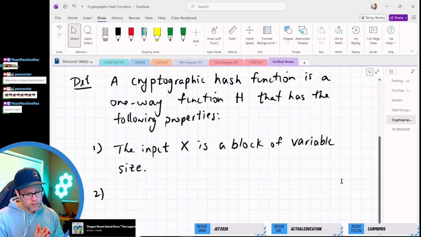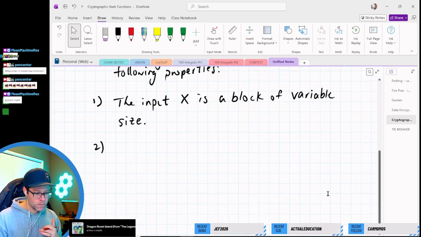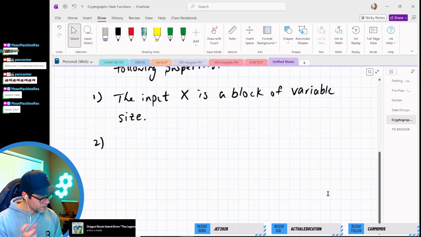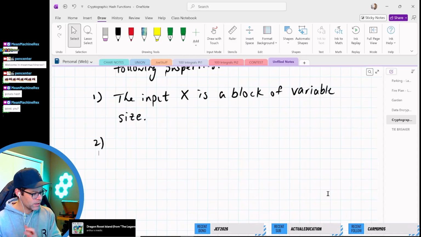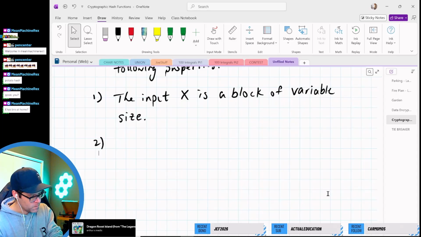So yeah, we could develop a hash function that works on consistent block sizes, but in general, we want it to work on a block of variable size. Now, the main difference here is that we can have an input that's a variable size, but the output can actually be a fixed size. The output has to be a fixed size.